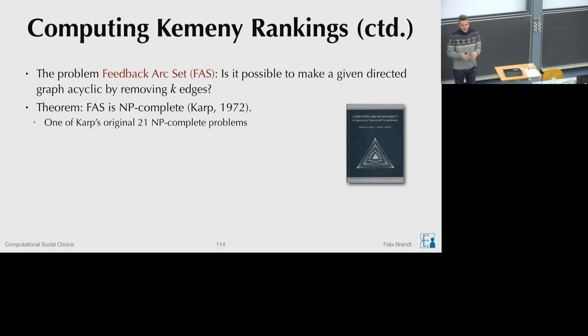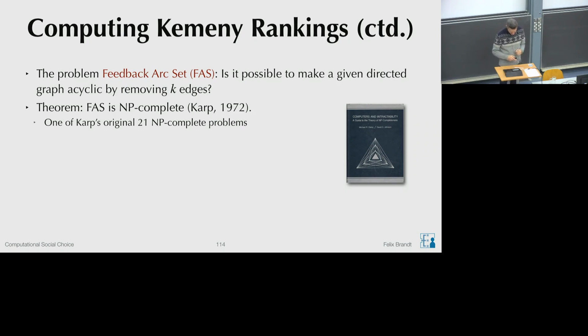Because then you of course have fewer possible inputs, and the problem can be substantially easier than the one for any type of input. And here in particular, it would be nice to know whether feedback arc set is also difficult if you restrict attention to tournament graphs, where we have an edge between any pair of vertices. And interestingly, this was an acknowledged open problem for many years.